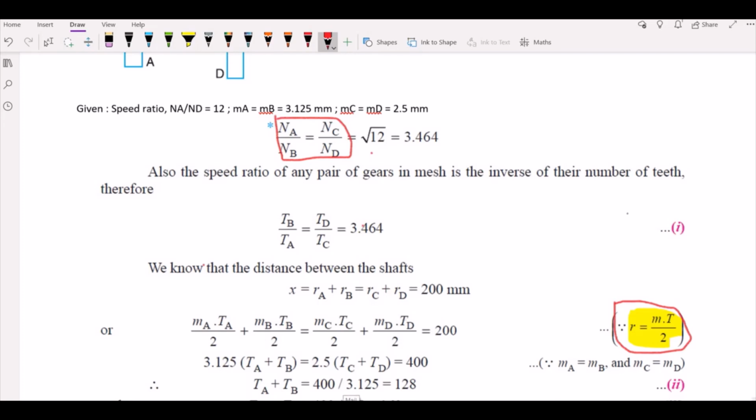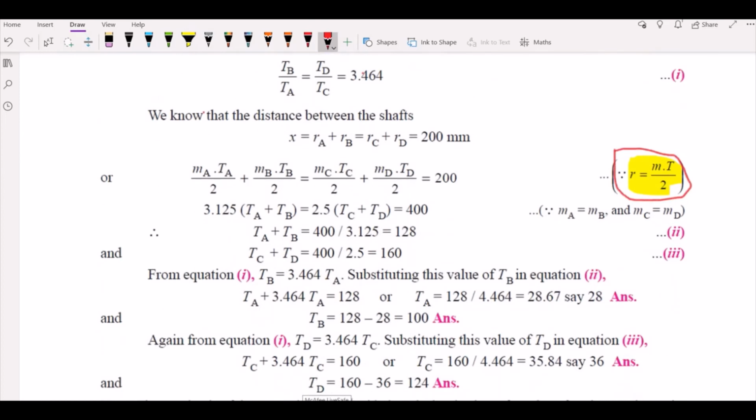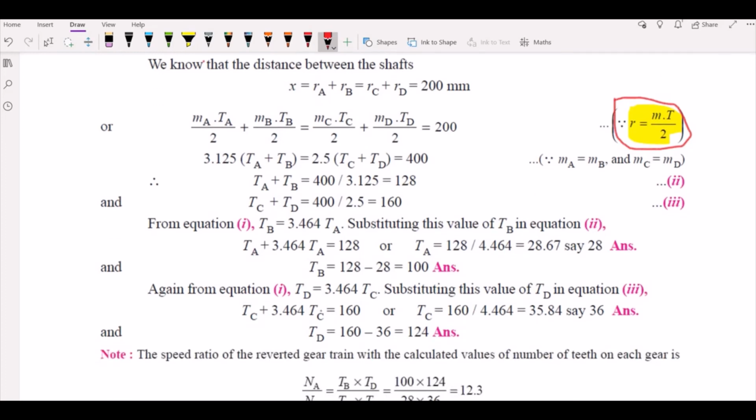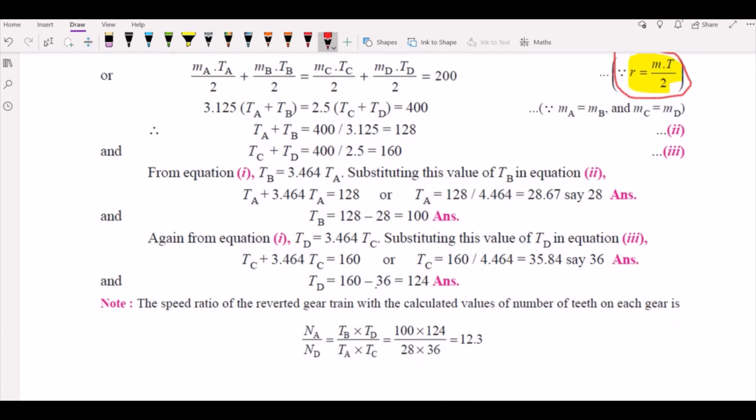From the relation already known from equation number 1, let's substitute it here in equation number 2. Then from this I can calculate the value of TA and finally TB. Once TA and TB are known, TC and TD can be known based on the previous relations. Once all of TA, TB, TC, TD are known, by simple substitution into the speed ratio, we again get the value as 12.3, which is actually greater than the theoretical one of 12.